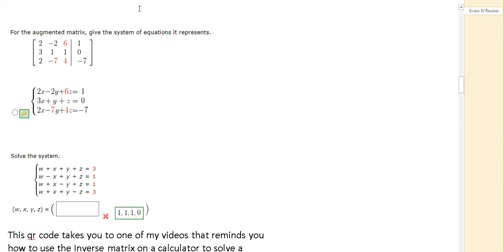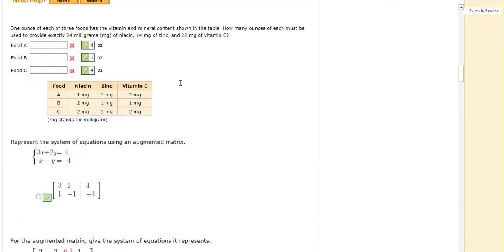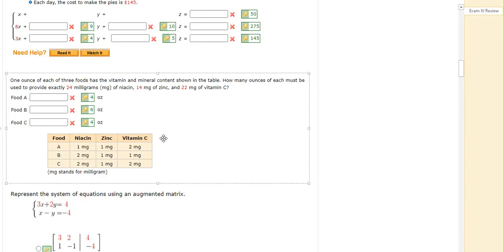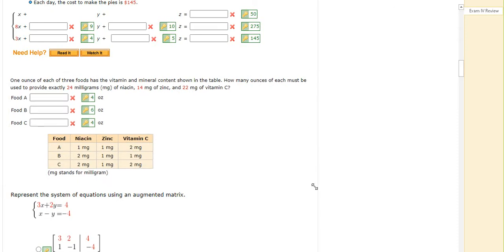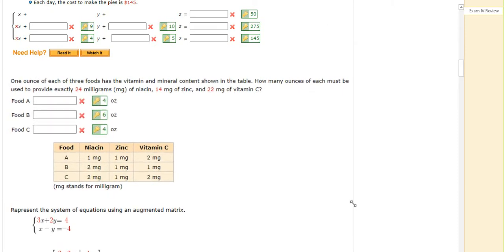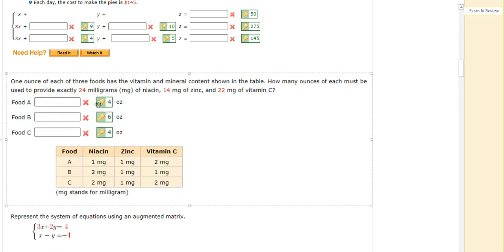Exam 4 review. Right here. So what I want to do is remind you how to set up that equation. It says 1 ounce of each of the 3 foods has the vitamin and mineral content shown in the table. How many ounces of each must be used to provide exactly 24 milligrams of niacin, 14 of zinc, 22 of vitamin C. So at least this problem has gotten nutritionally a little bit better over the year.